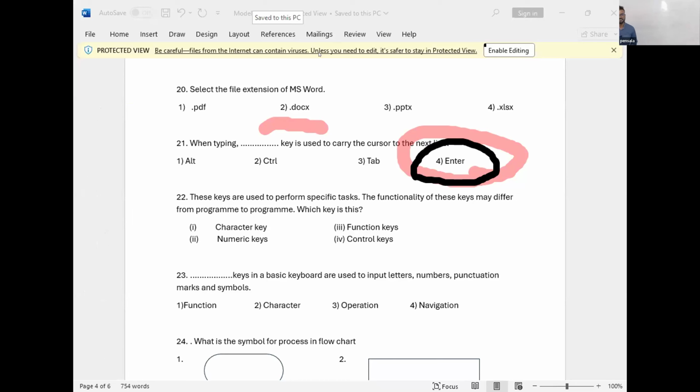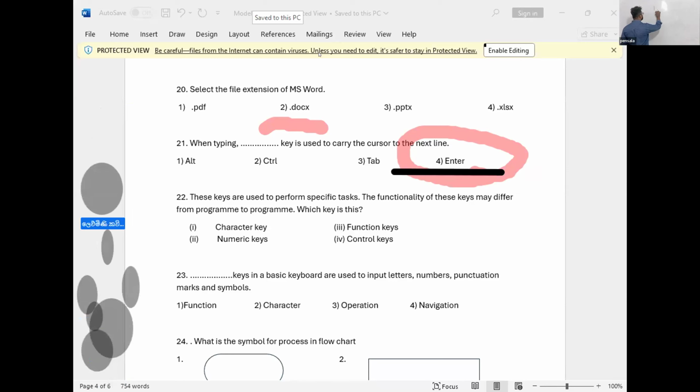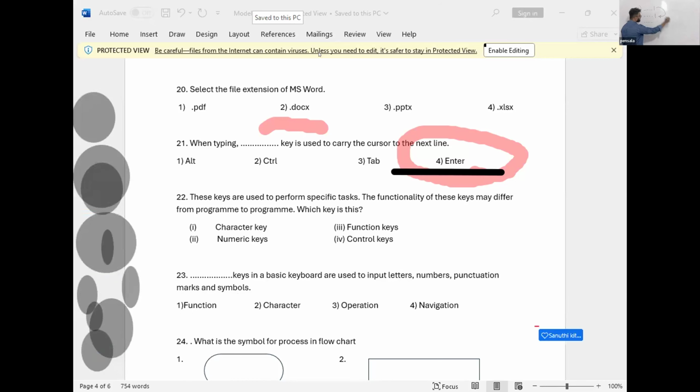Just a kind reminder, for question 21: when typing, which key is used to carry the cursor to the next line? Let's think the cursor is in this line. This is the line, and this is the line, this is the line. I just need to move on to the next line, so I need to move this cursor to the next line. If we take this first line, second line, what do we use? We use the enter key.